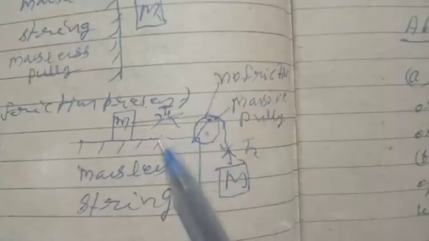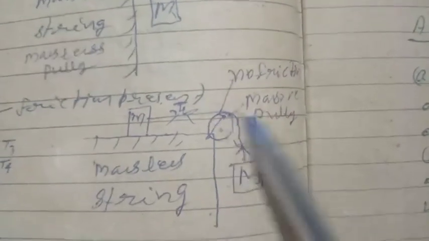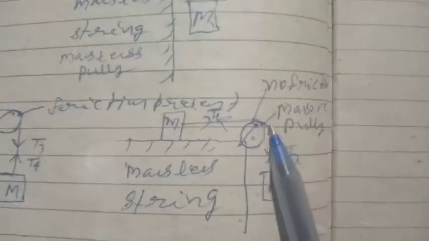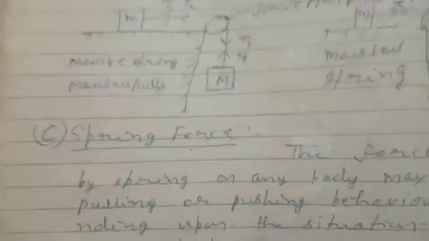Now the massless string. If a string is massless and there is no friction between the pulley and string, but the pulley is massive, then in this case the tension on this side will be the same and on this side will be the same. So these are the situations for calculating tension in a string, and we have to keep this in mind for solving different types of problems.